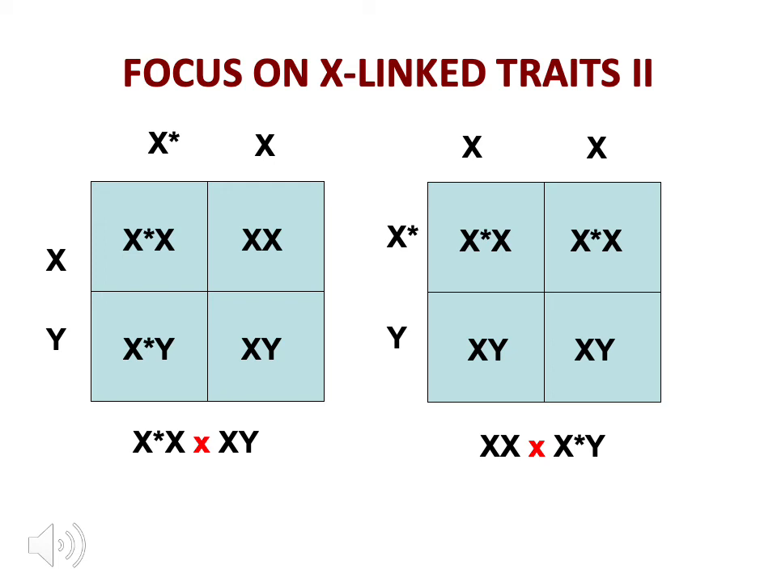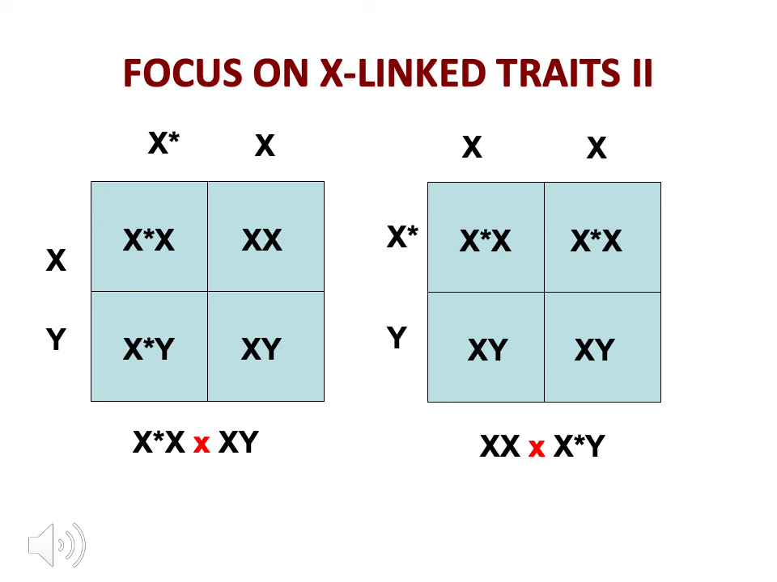I've got a female who's a carrier. She's X asterisk X. She is going to marry a guy who is normal visioned, XY. We're going to see what the probability is arising in their offspring from a single mating of this colorblindness allele. If you take a look at her, she can have X asterisk eggs or normal X eggs. He can make X sperm or Y sperm.